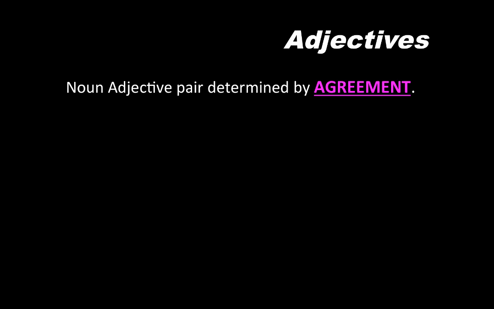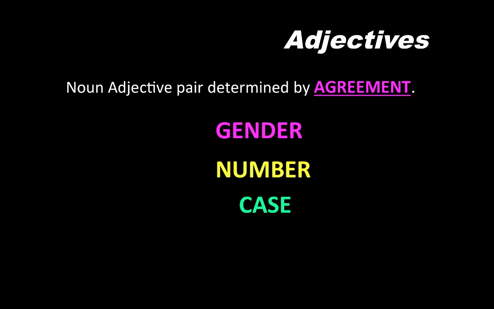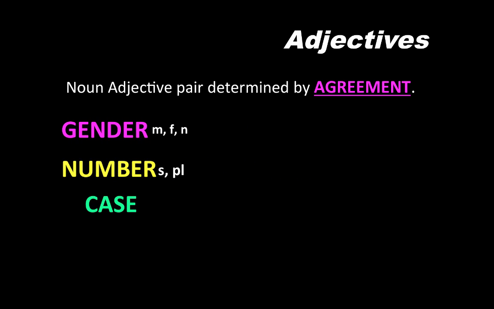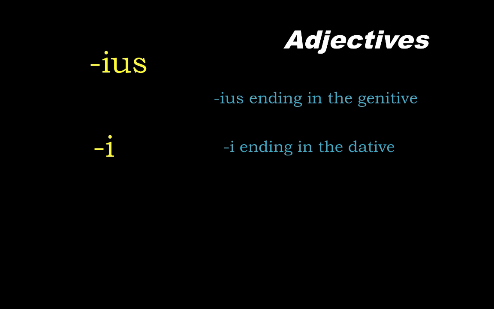Noun-adjective pairs are going to be determined by agreement. And by agreement, we mean gender, number, and case. So remember, gender can be masculine, feminine, or neuter; number, singular and plural; and then case: nominative, genitive, dative, etc.